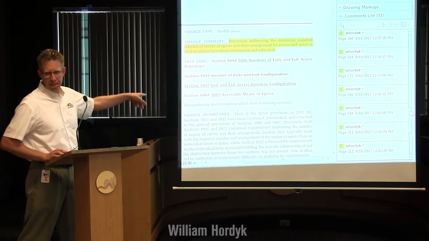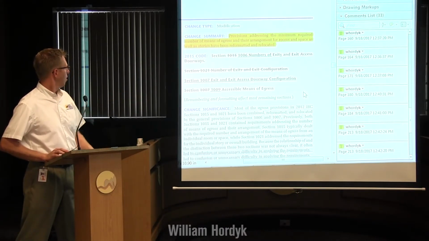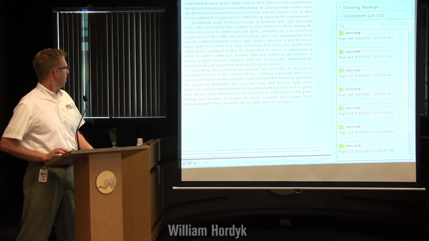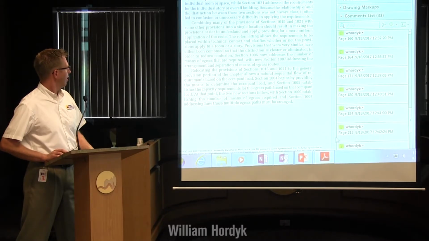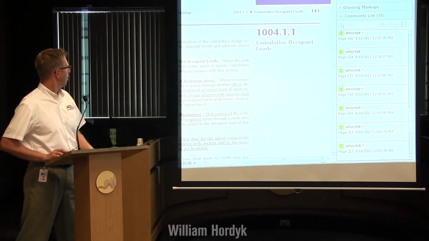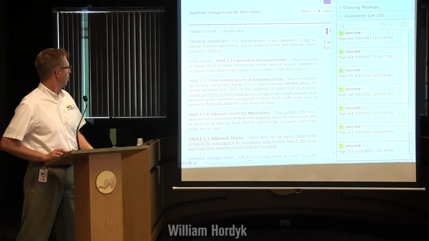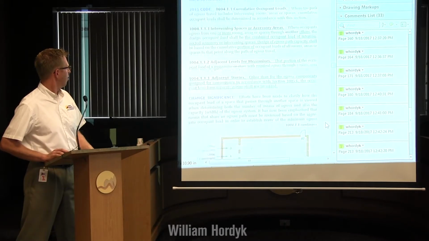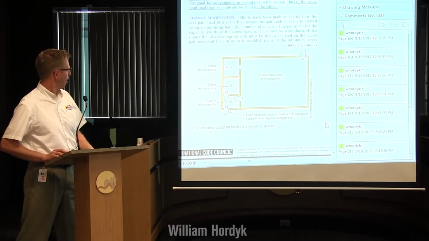If you can hit on the page side, scroll down to the table. I think it's the next page. Hit the arrow down, maybe. There we go. Further down on this page, maybe? No, it's cumulative occupant loads. I think one more down.